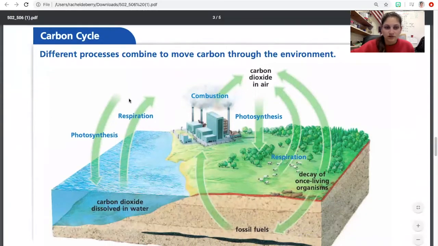So here's kind of showing that process in the water specifically, where you have those aquatic plants that are doing photosynthesis and that carbon dioxide is getting dissolved into the water. The plants are also respiring, so that's getting out into the atmosphere again. So an exchange kind of happening there, along with the exchange that we've already looked at.